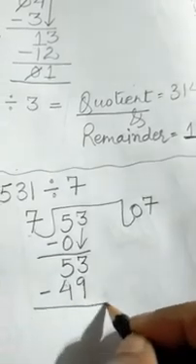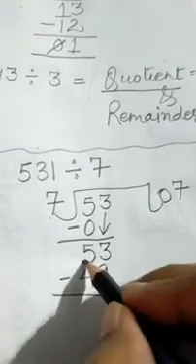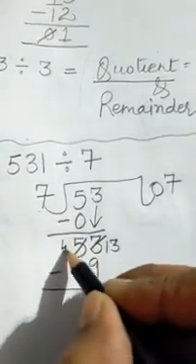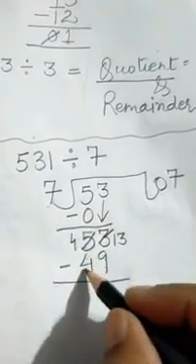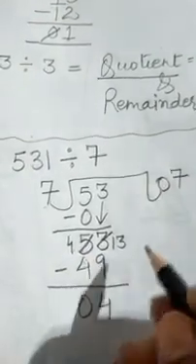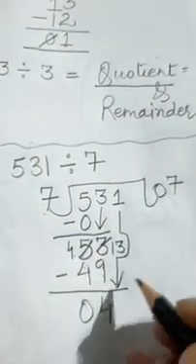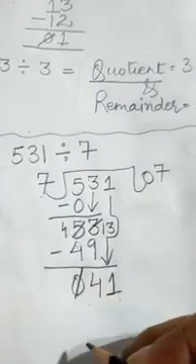Now we will do the subtraction. 3 minus 9 is not possible, so we will borrow 1 from 5. So here it will become 13 and here it will be left 4. 13 minus 9, 4 will be there, and 4 minus 4, 0 will be there. Now next digit is 1. So we will bring it downside, that is 1. Now it has become 41. This 0 we will ignore.